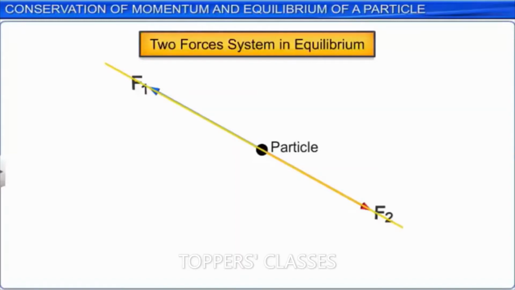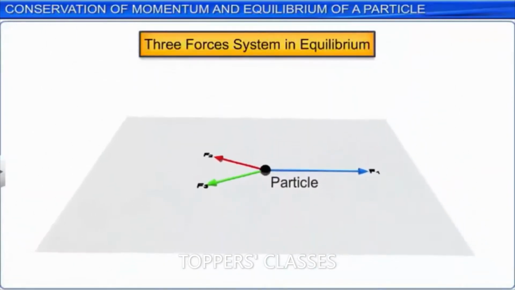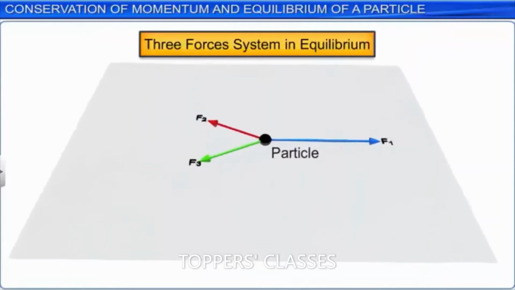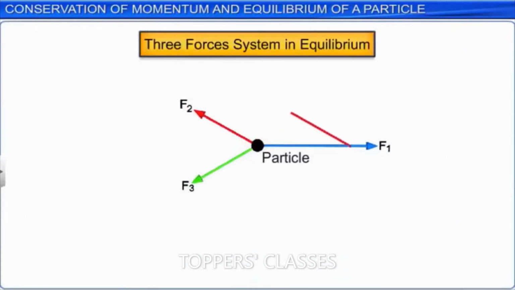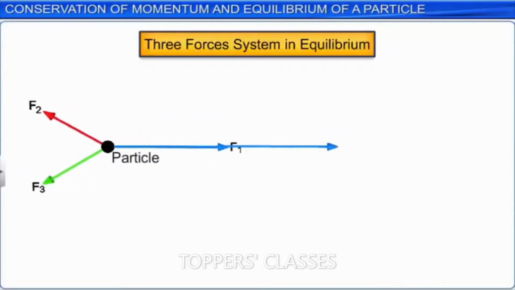Now let's consider a particle in equilibrium with three forces acting on it. Here, the three forces must be coplanar, that is, they should all lie in one plane. The resultant of any two forces is equal to, but opposite to, the third force. The third force, which is opposite in direction to the resultant and whose magnitude is equal to that of the resultant, is called the equilibrant force.